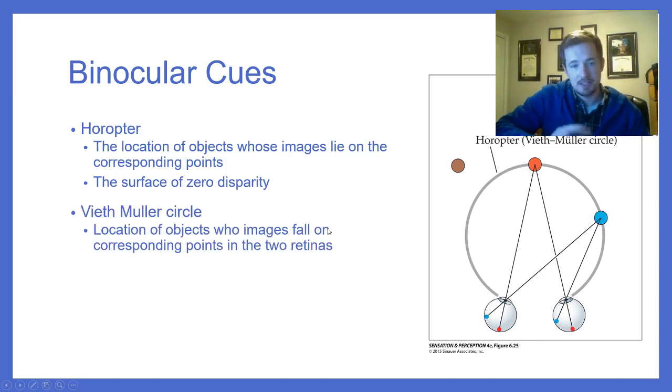The second part of this is going to be the Vieth-Muller circle. The Vieth-Muller circle is very similar to the horopter, except that it's a circle.